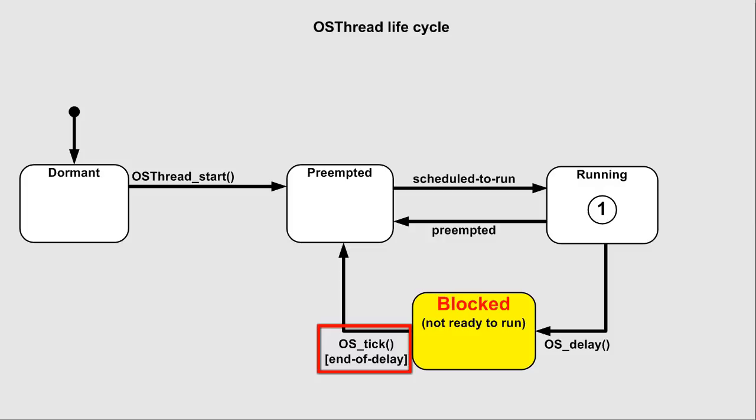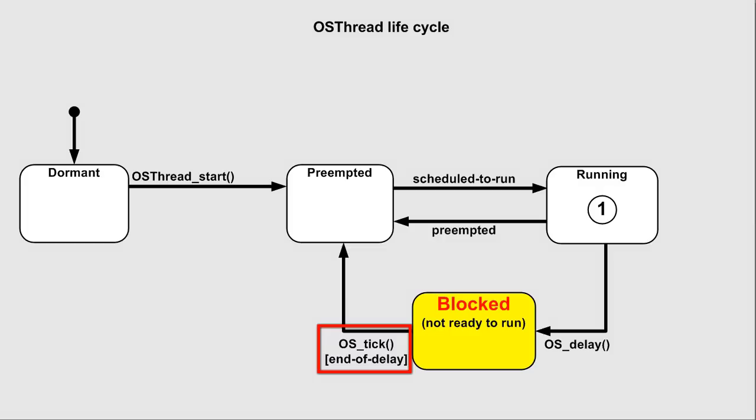This central RTOS service will need to be activated periodically, typically from the system clock tick interrupt, and therefore will be called OS tick. Upon every activation, OS tick needs to update all delays of the individual threads and needs to unblock the threads whose delays have elapsed.